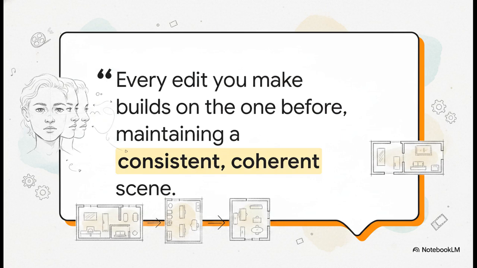Every edit you make builds on the one before, maintaining a consistent, coherent scene. Think about how huge that is. In the past, if you prompted an AI video generator twice, you got two entirely different videos. The lighting changed, the camera snapped, you completely lost your character. Not anymore. Omni preserves those seed values automatically. Your character's identity, their voice, the layout of the room, it all stays totally locked in, while you tweak just the specific details you want changed.